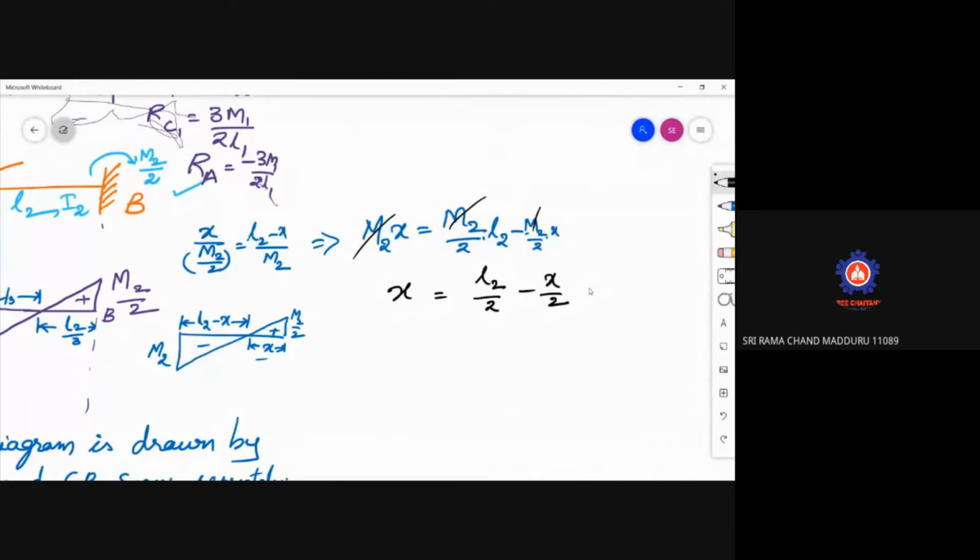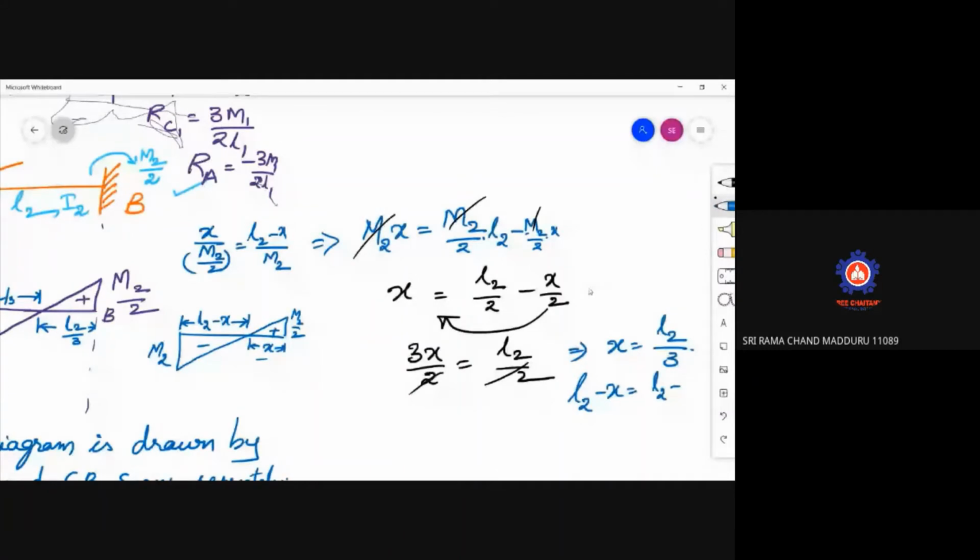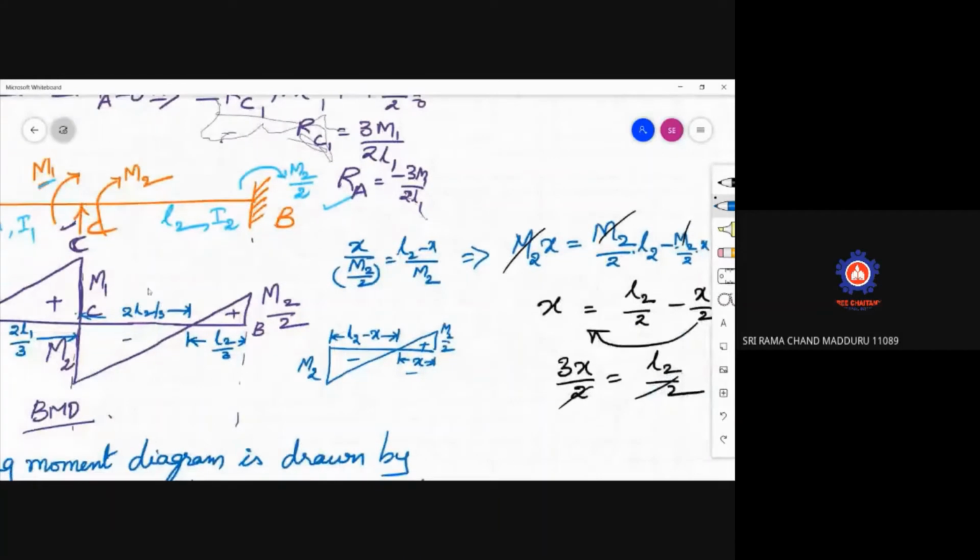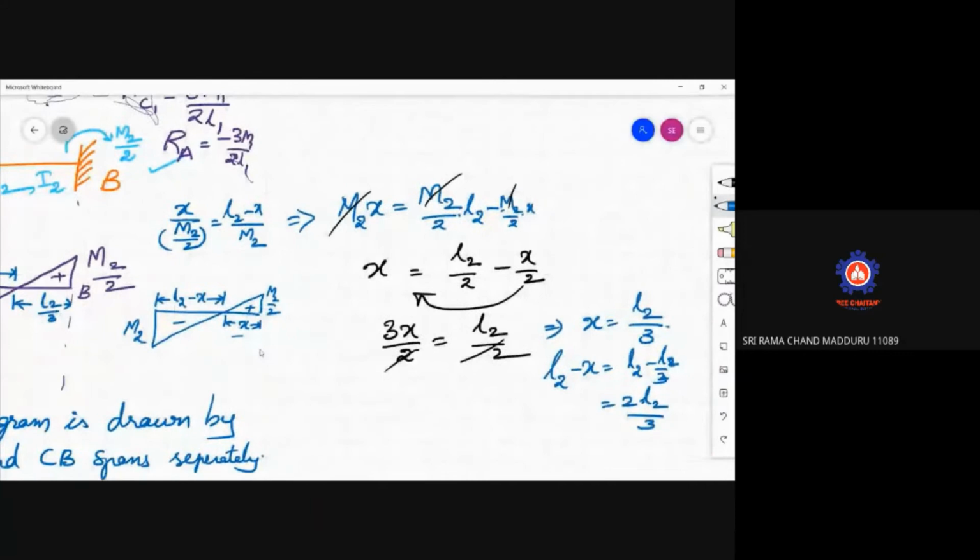Now bring X by 2 to this side. So 3X by 2 is equal to L2 by 2, and the 2 can be cancelled. So X is equal to L2 by 3. When X is equal to L2 by 3, L2 minus X is L2 minus L2 by 3, which is 2L2 by 3. So that's why I have written this: this is 2L2 by 3, this is L2 by 3. Just using similar triangle principles, we can do this.